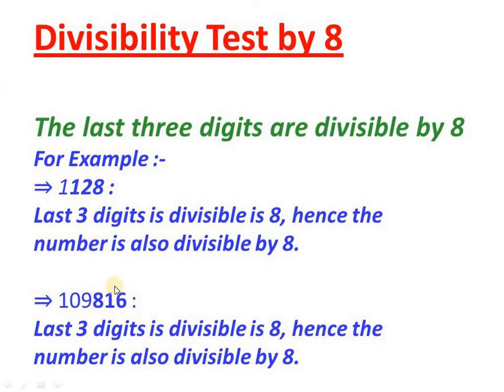Now we will check out the next number. 1,09,816. Last 3 digits, 816. Let's see if it is divisible by 8 or not. It will give you 102 as quotient. So it is divisible by 8.